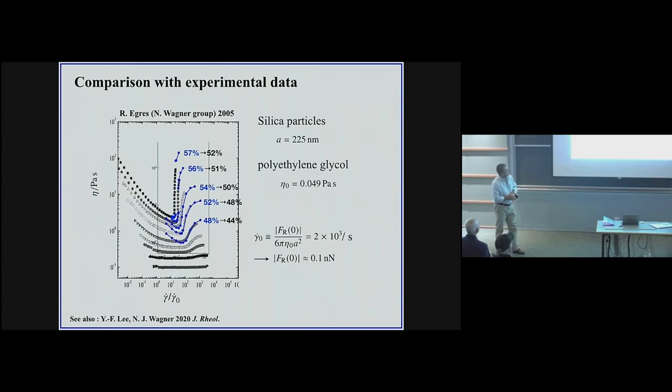And so what we see then is that we also predict for these colloidal particles of about 200 nanometers in radius that the repulsive force at contact, which is associated with this double layer force, would be on the order of 100 piconewtons, or 0.1 nanonewtons. And that actually turns out to be a fairly reasonable value from AFM experiments.